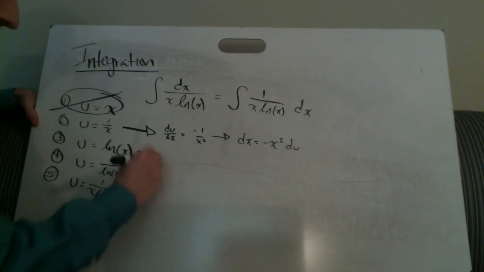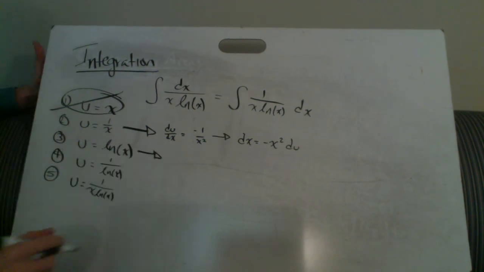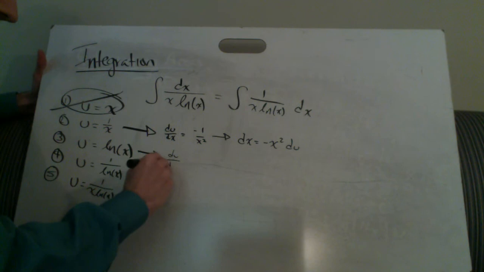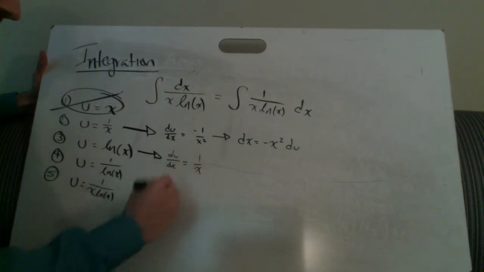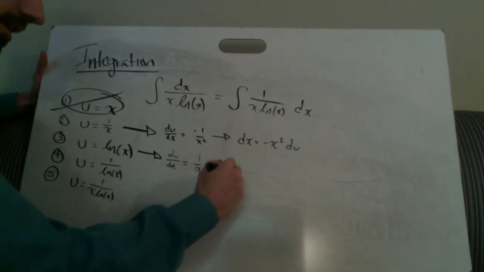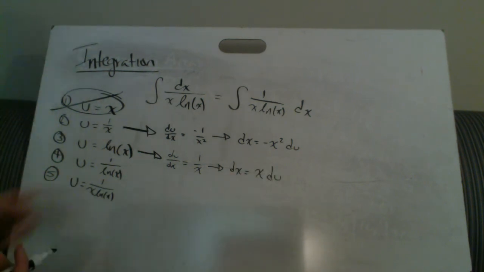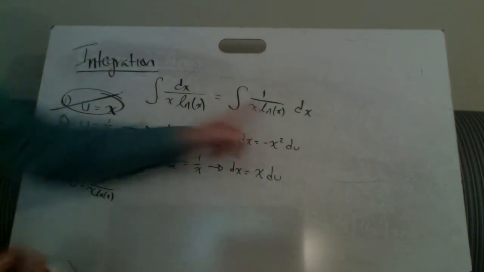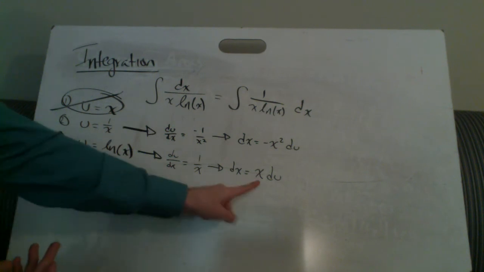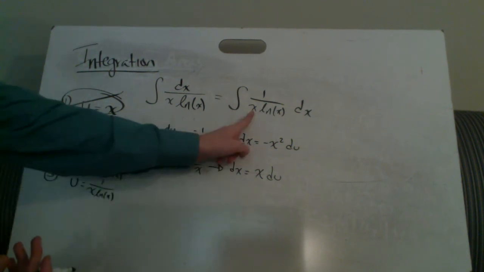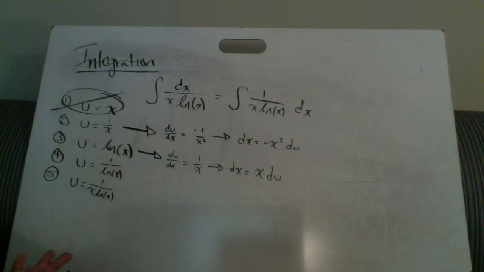Option 3, just natural log x. Well, here du dx is 1 over x. That means that dx is x du. So if I replace natural log with u, okay, so that's gone. This x would cancel with that x. Hey, that's great. So right away I've found, okay, this one definitely works.